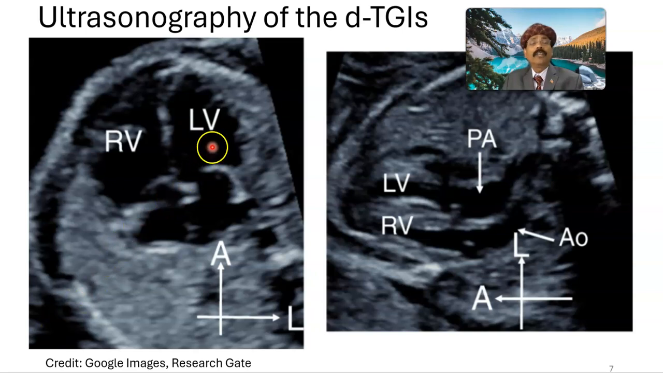And ultrasonography is here, left ventricle, right ventricle, dextro type. So from the left ventricle, what are we getting? Pulmonary trunk. From the right ventricle, we are getting what? Aorta. So ultrasonography can be done on the fetus.